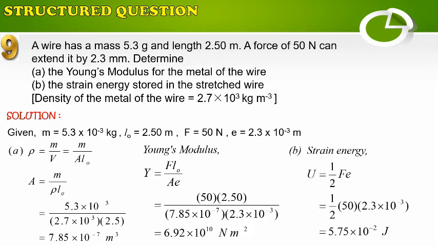For the strain energy stored in the wire, we use the equation of half Fe, and we substitute the value for force and the elongation of the wire or extension of the wire. We will get the value for the strain energy, which is equal to 5.75 times 10 power of negative 2 joule.